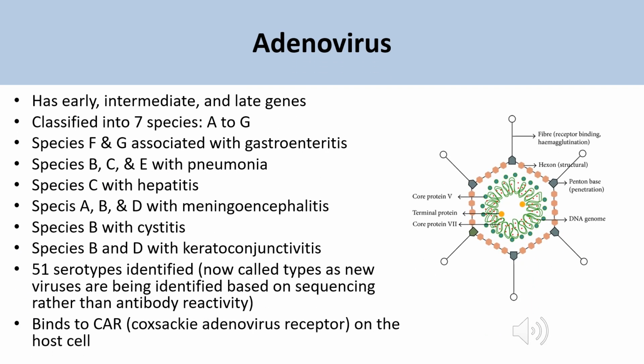The adenovirus has early, intermediate, and late genes. It is classified into 7 species, A to G, and the different species may be associated with different clinical presentations. The favorite receptor for adenoviruses is the Coxsackie adenovirus receptor on the host cell.